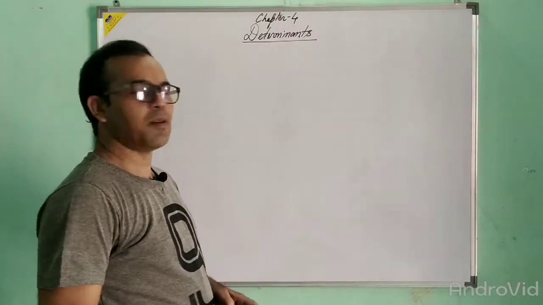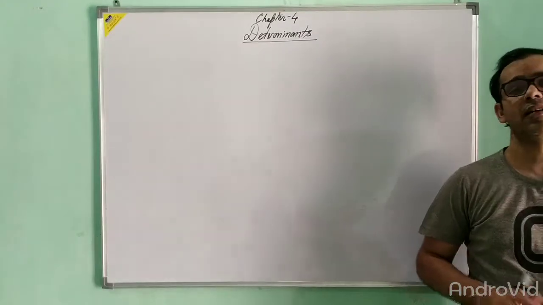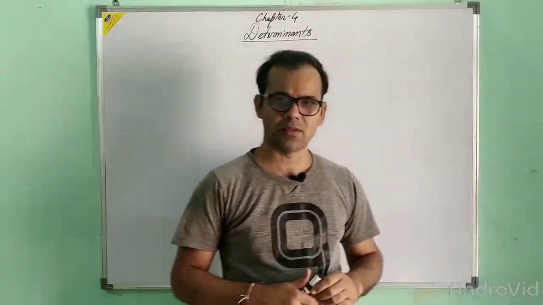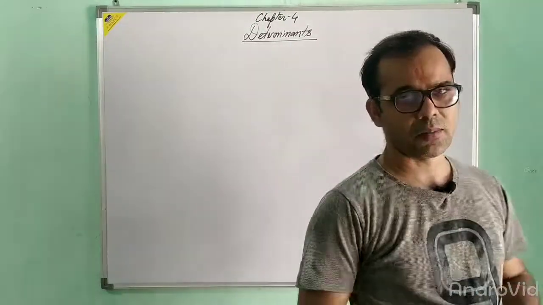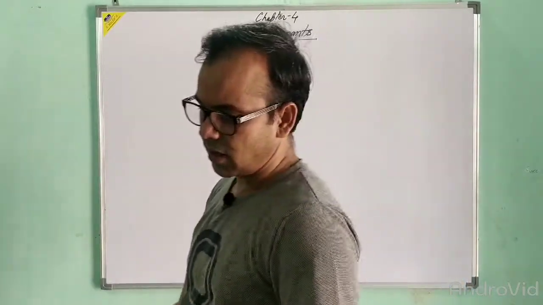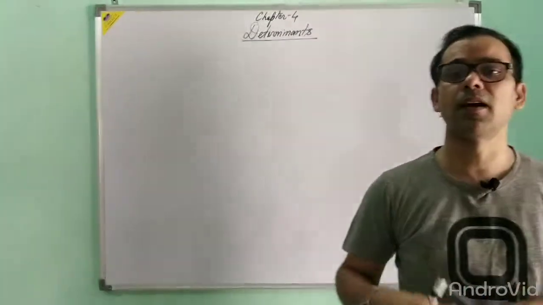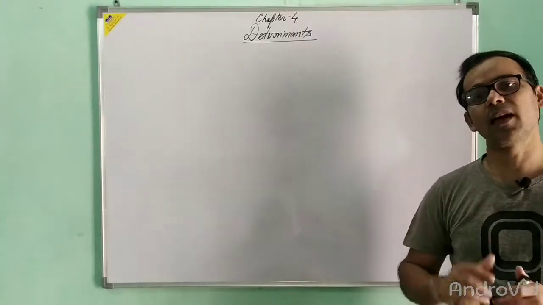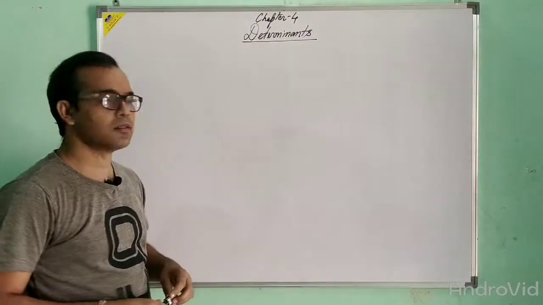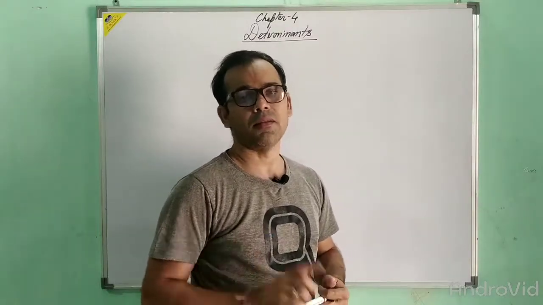Hello students, today I am going to discuss chapter number 4, determinants. In the last chapter, matrices, we learnt what matrices are, the different types of matrices, and the different operations applied on them, that is, the algebra of matrices: how matrices are added, subtracted, multiplied, how a number is multiplied to a matrix, and so on. Now in this chapter, determinants, we will learn the concept of the determinant of a matrix.